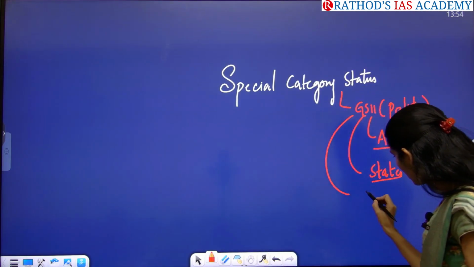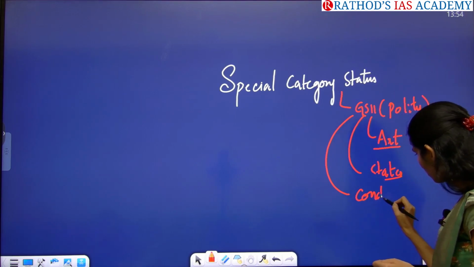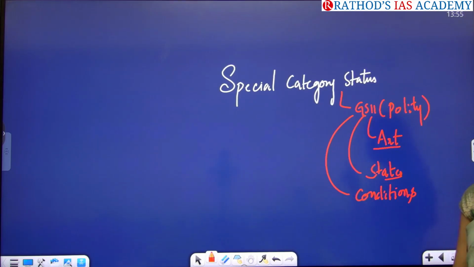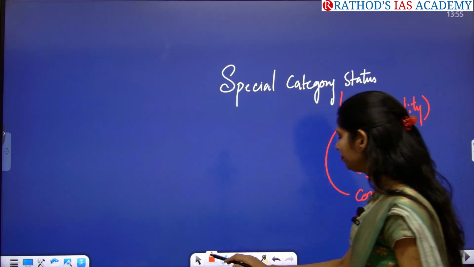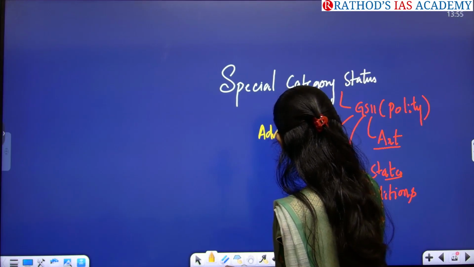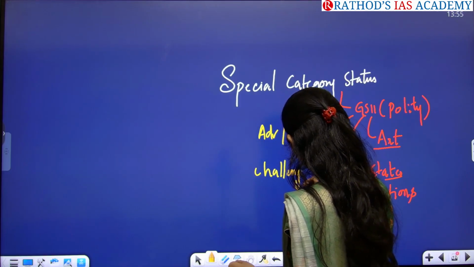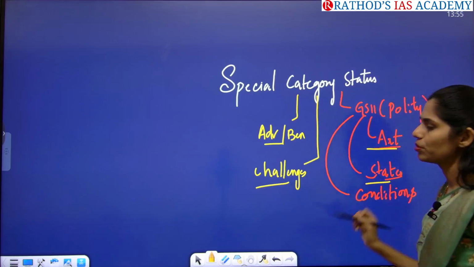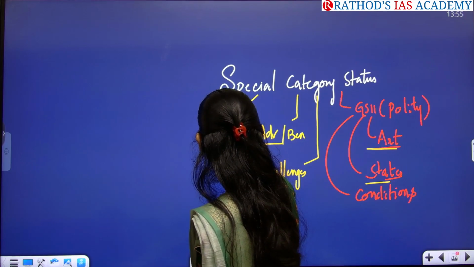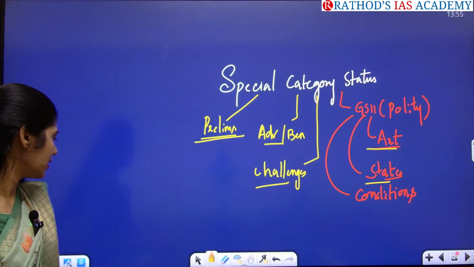Next, you have to see what conditions need to be satisfied to keep any state under the special category status. Other dimensions are the benefits or advantages, and the challenges. All these are important dimensions from your polity, and here you can get prelims-based questions from this area. Now let us see this in detail.